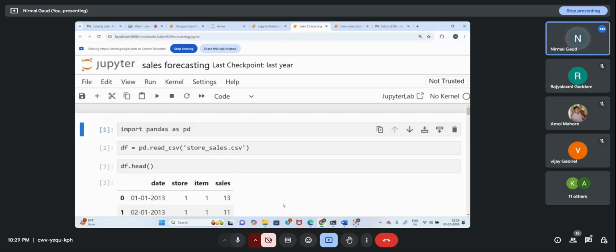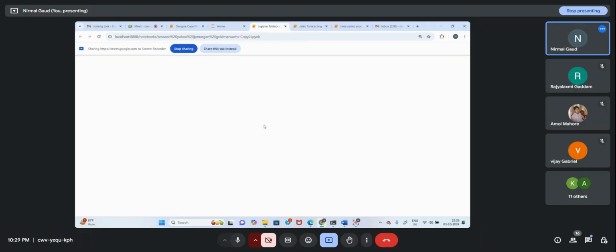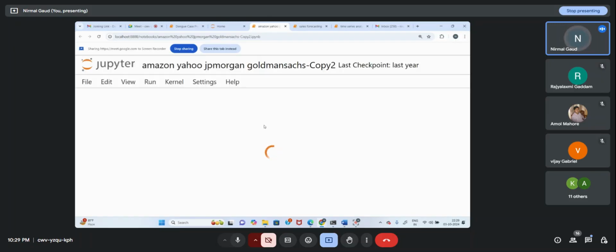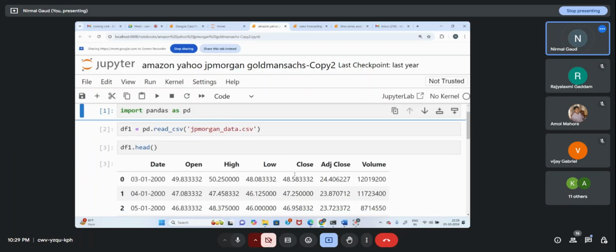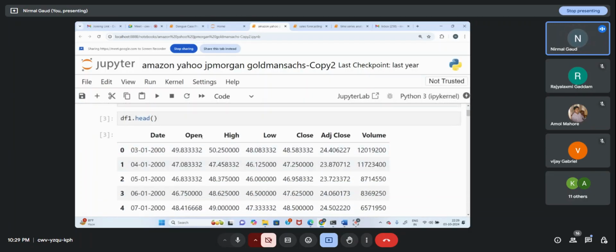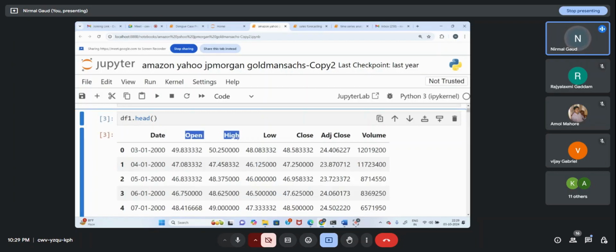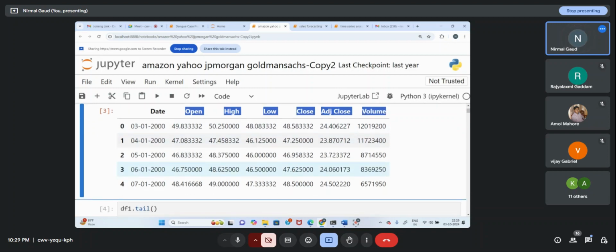This is sales forecasting. Let's check this company: Amazon, Yahoo, JP Morgan. I did a live project session on this data. Here it is. In such stock price data you get the open price, high price, low price, close price, adjusted close, and volume. The date in the time series is daily data, from 2004, 2005, 2006, 2007.